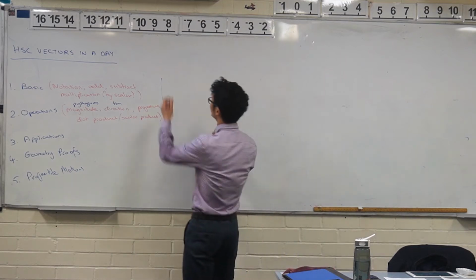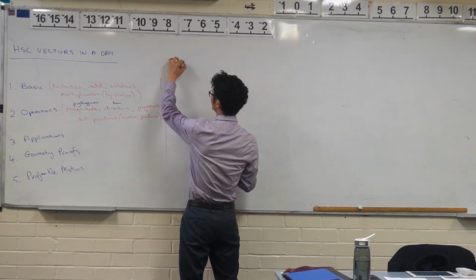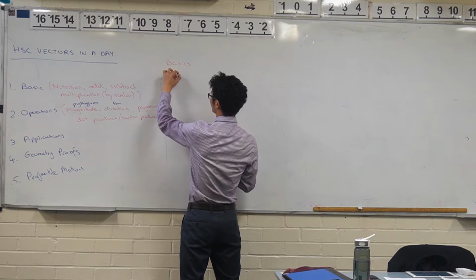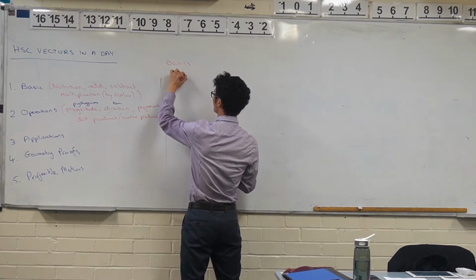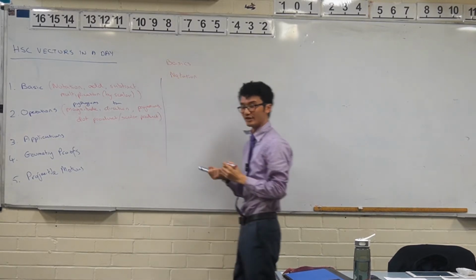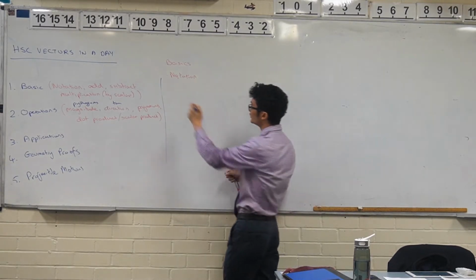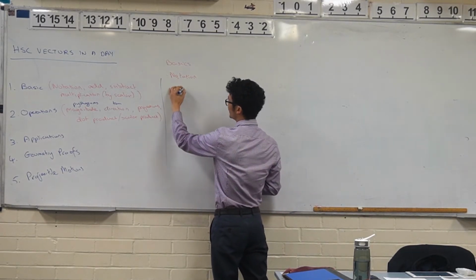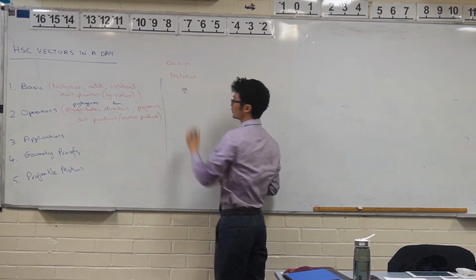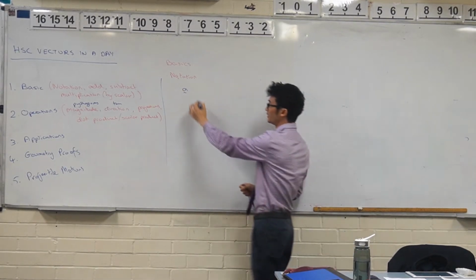So let's look at the basics first, right? For the basics, I want to focus on the notation firstly. Just be comfortable with what these vectors actually look like when they're written. There are a few different ways we can do it. For example, our common way is when we have an A with a little squiggle underneath, let's call that tilde.